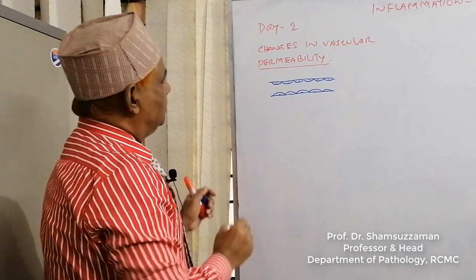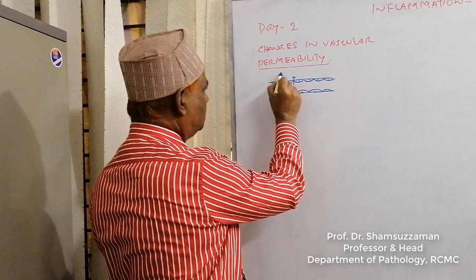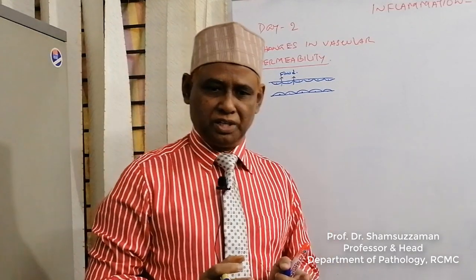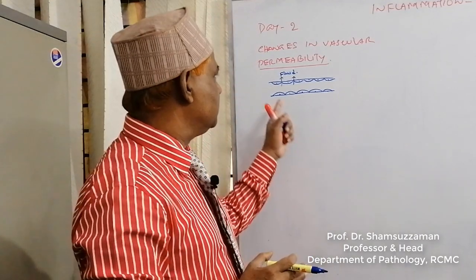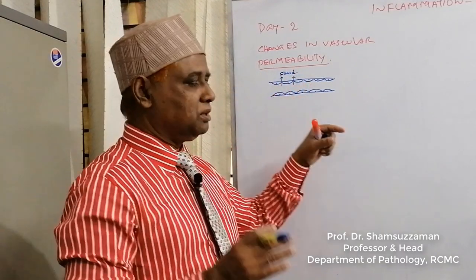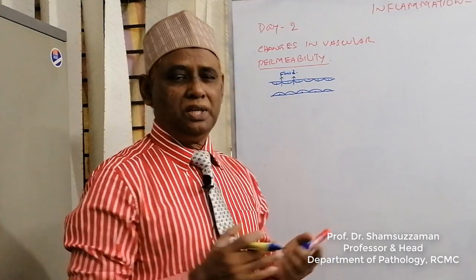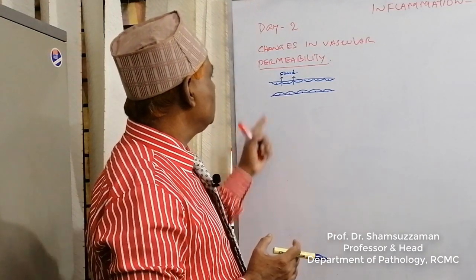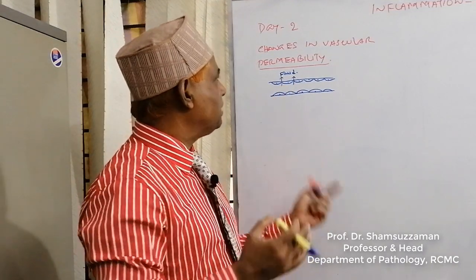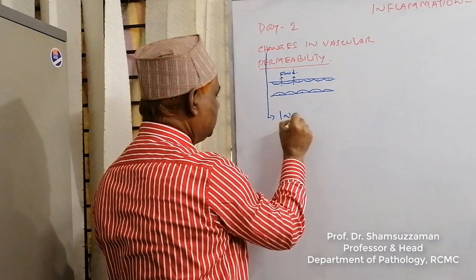Through the interendothelial junction, a certain amount of fluid comes out into the tissue in the normal physiological condition. But at the site of acute inflammation, the fluid that comes out of the blood vessel into the tissue is increased. In the physiological condition, each and every capillary is a bit permeable, but in acute inflammation this permeability is changed. What is the change? Increased vascular permeability.